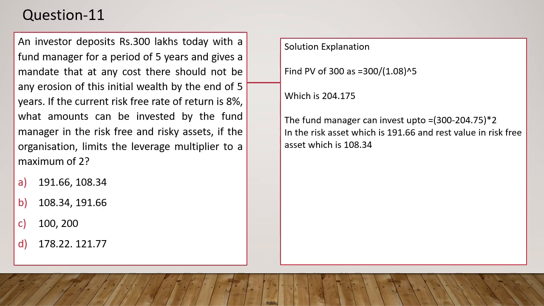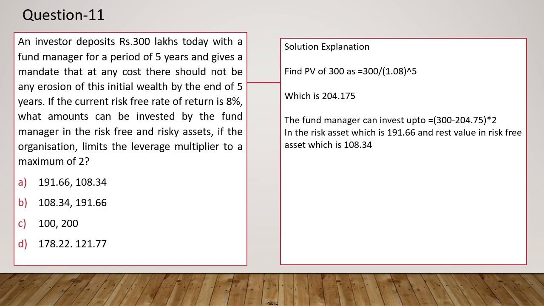So let us move to the next question, which is: an investor deposits 300 lakhs today with a fund manager for a period of 5 years and gives a mandate that at any cost there should not be any erosion in this initial wealth by the end of the 5 years. So that's what he has said. If the current risk-free rate of return is 8%, what amounts can be invested by the fund manager in the risk-free and the risky asset if the organization limits the leverage multiplier to a maximum of 2? So it's very simple.